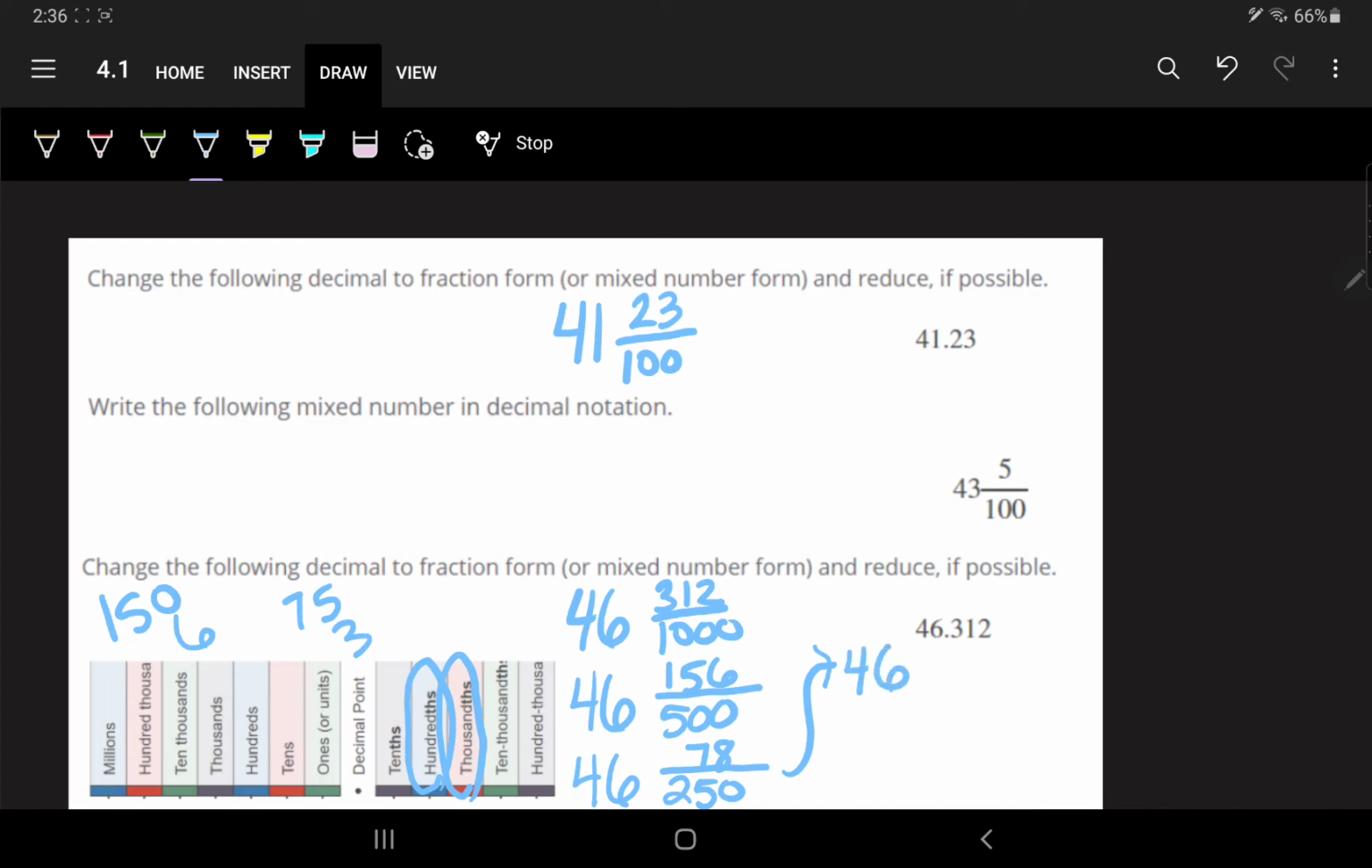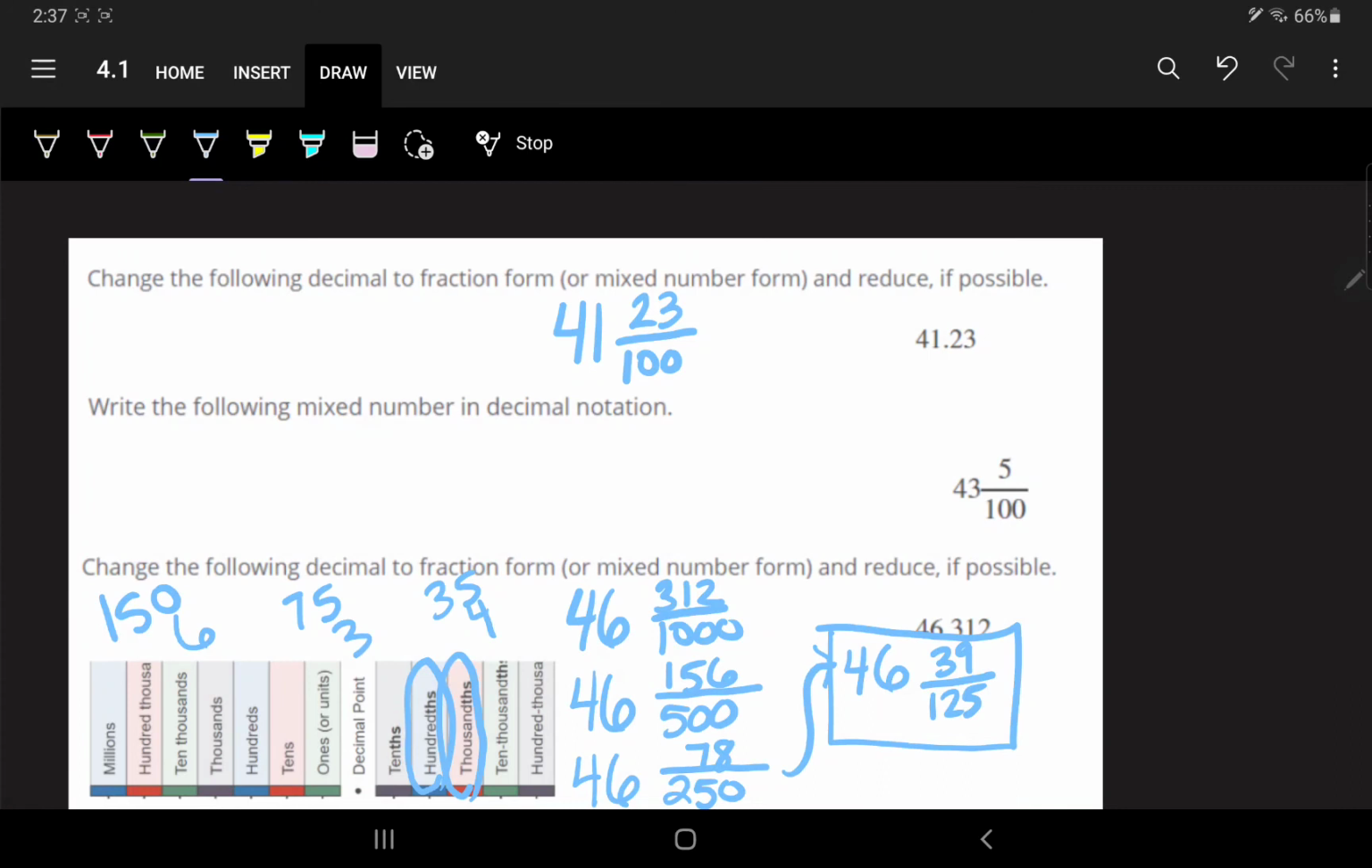46, they're both divisible by 2. Half of 70 is 35. Half of 8 is 4. That's going to become 39 over half of 250, which is 125. All right, finally I got down to a point where 39 and 125 will not reduce, so I'm going to stop right there. Now, of course, you could have divided those by bigger numbers. I did it by 2 so I could do it mentally, but that ended up being pretty lengthy.